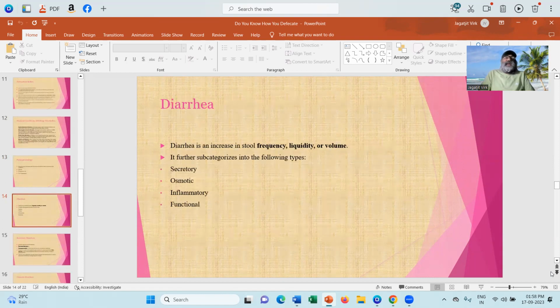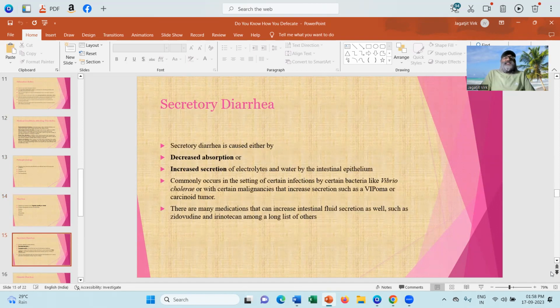Diarrhea. Diarrhea is an increase in stool frequency, liquidity, or volume of the stools. It further subcategorizes into the following types: secretory, osmotic, inflammatory, and functional.